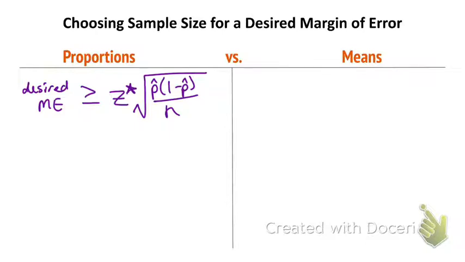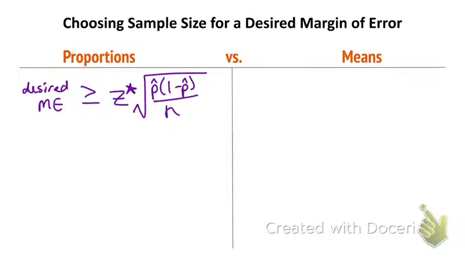Now, does this ring bells? Yeah. We had to solve for n. We had to divide by the Z star critical value. We had to square both sides. We had to do some cross multiplying, and so on. You guys loved it so much.